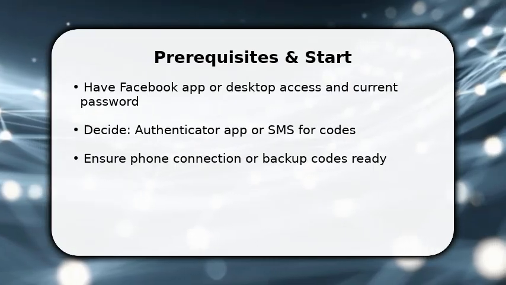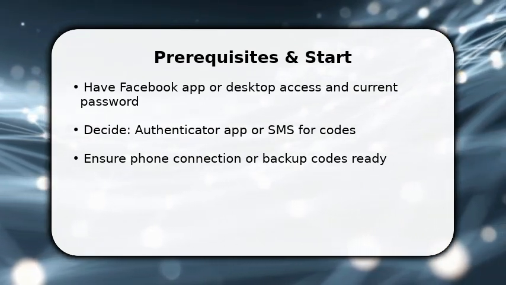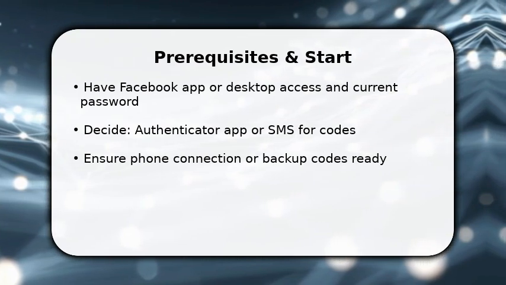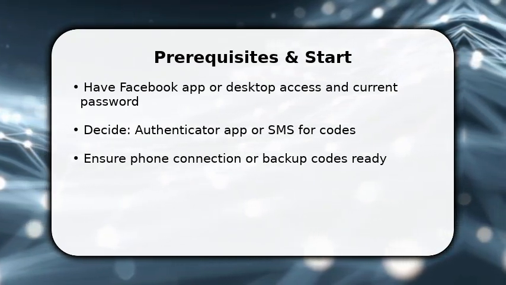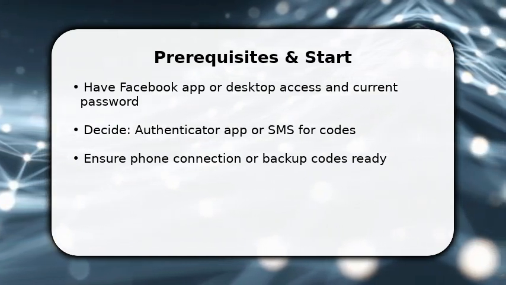You'll begin by confirming prerequisites. You need access to your Facebook account and the password, and a phone or Authenticator app available. Open Facebook, go to Settings and Privacy, then Security and Login. This is where two-factor lives.